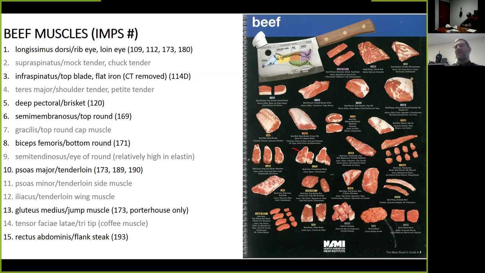But cut it thin. And you almost have to have the butcher do this, or you could maybe cut it into strips when it's partially frozen at home. The other way is to cook it as a roast. I went back to the beef muscles slide, the semimembranosus, top round, 169, right here. The connective tissue in that muscle is going to degrade as you cook it for a long time with moist heat.